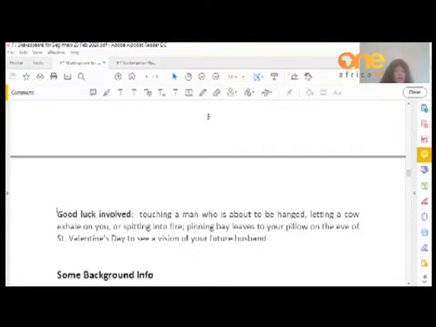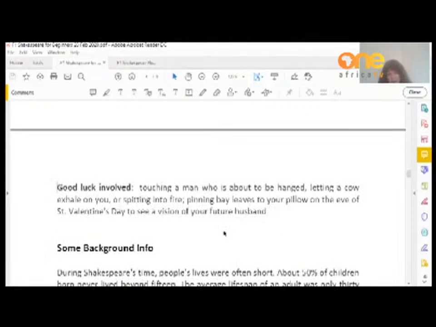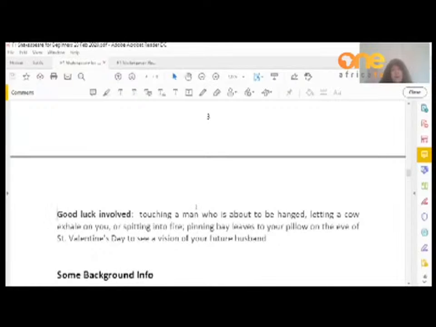How do you get some good luck? That was all about bad luck. Well, there weren't many ways to get good luck. Touch a man who's about to be hanged. Remember when there was a hanging or an execution, all the people came to watch it like it was a day at the movies. So if you can touch that man who's going to die, you might get some good luck. Or if you're out in the countryside, if you let a cow breathe all over you, that would bring you good luck. If you spit into a fire, it might bring you good luck.